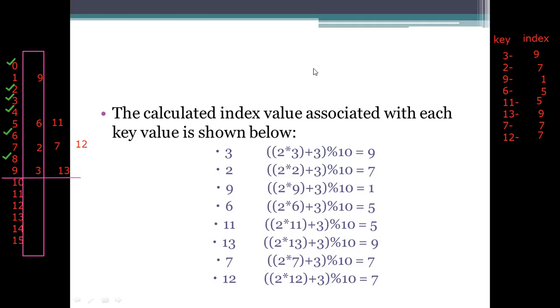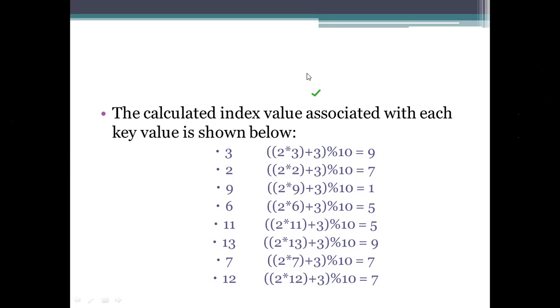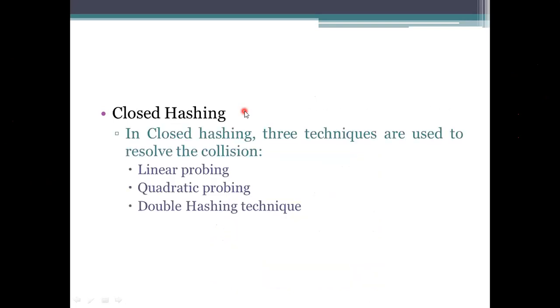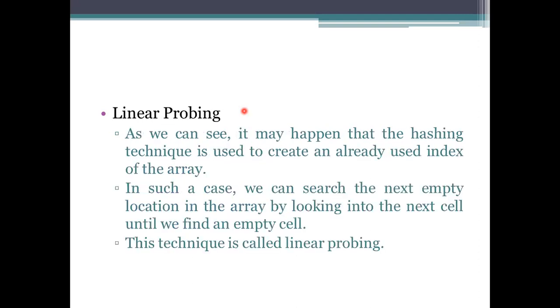And we have different methods for that. Another method is closed hashing, or the open addressing method, which has multiple techniques: linear, quadratic and double hashing. So linear probing simply specifies that if there is an array, just make sure to add to the next cell.